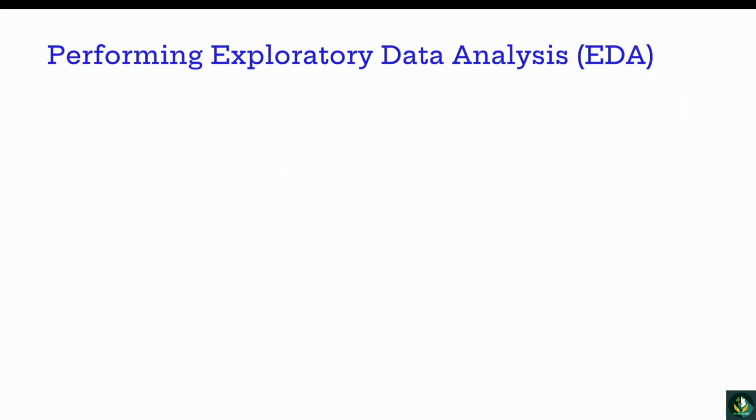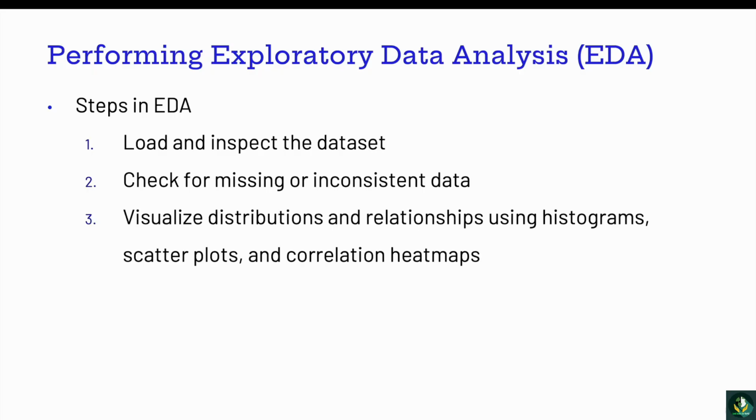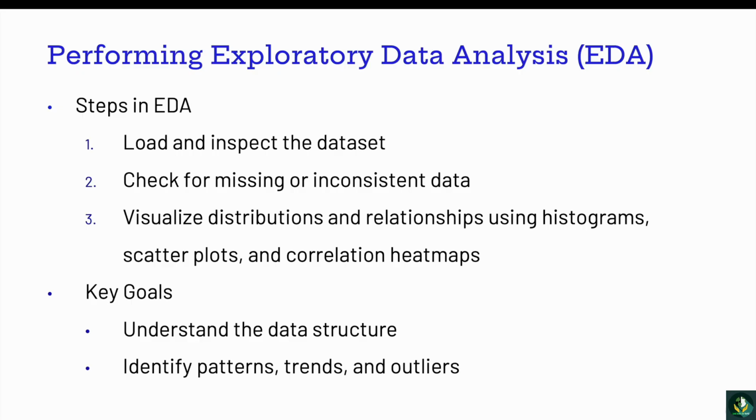So, to start with, let's look at performing exploratory data analysis or EDA. The steps in EDA, if you remember, is first to load and inspect the dataset. Next, we check for missing or inconsistent data. And step number 3 is to visualize these distributions and relationships using histograms, scatter plots, and correlation heat maps. You can also create a report after that to send to your data scientist. The key goals here is to understand the data structure and identify patterns, trends, and outliers. We will be using a data set called the tips data set for this.